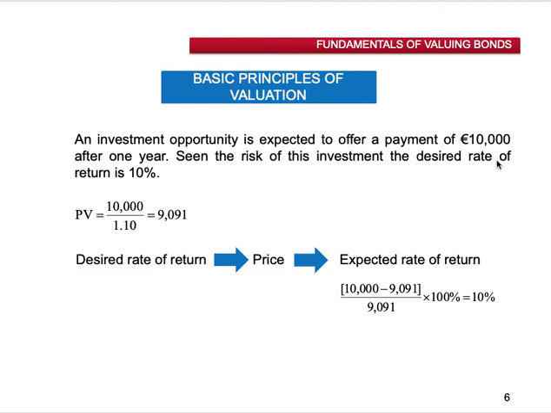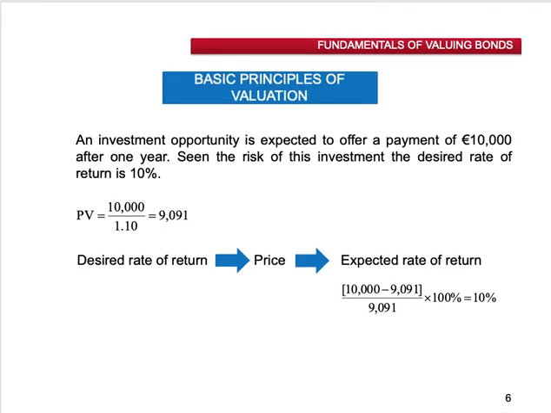Now, here it is called the desired rate of return, but in bond valuation, the 10% is equivalent to the yield to maturity, which is the desired rate of return. However, we call it the market rate or yield to maturity. So if we fill in the numbers into the equation, we are going to get a present value of a zero coupon paying bond of 10,000 euro at the end of the year divided by 10% gives us a price of the zero coupon bond today of 9,091 euro.